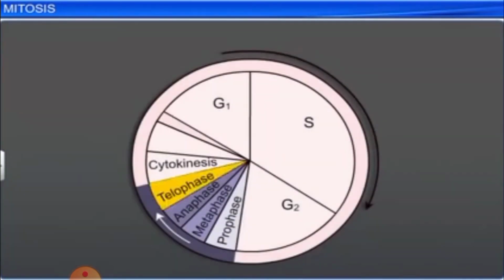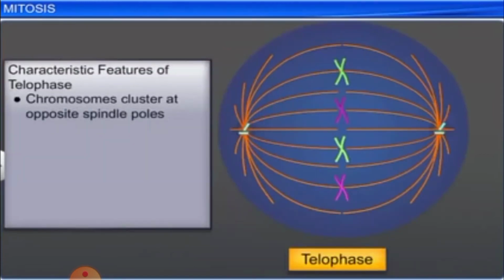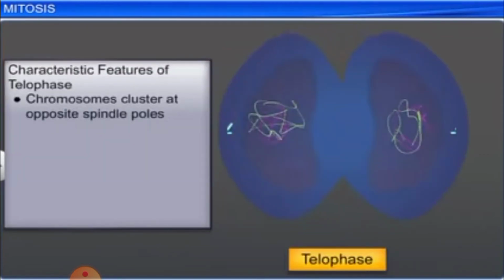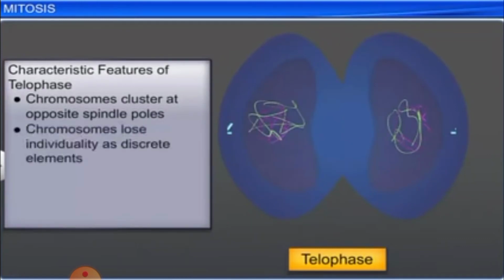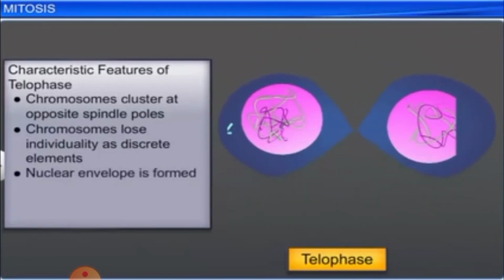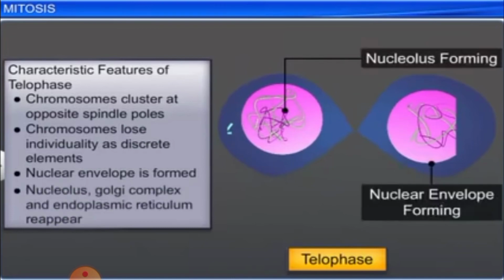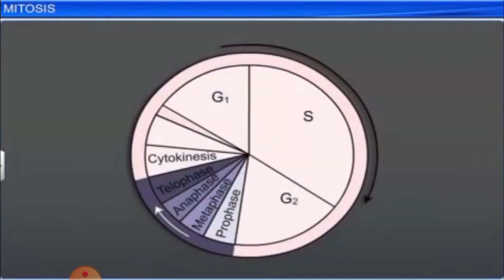The next is the telophase. Telophase is marked by the chromosome clusters at the opposite spindle poles. The chromosomes lose individuality as discrete elements. The nuclear envelope is formed, and endoplasmic reticulum, nucleolus and Golgi complex reappear. Following telophase is the cytokinesis phase.